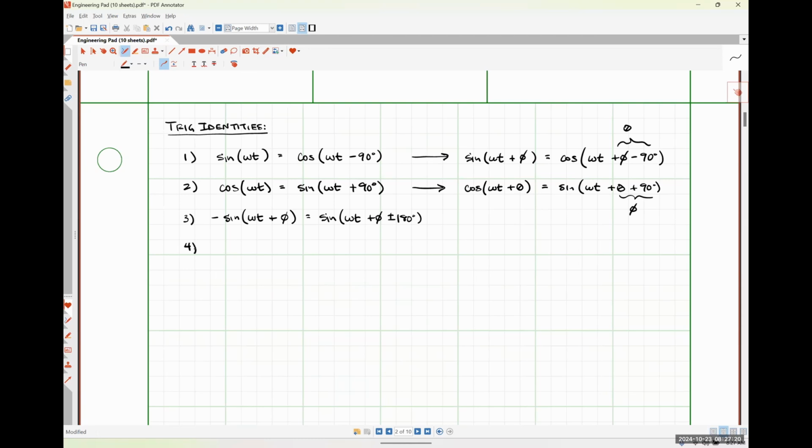Our fourth trig identity is then effectively this exact same thing, but for a cosine function. So if we ever have negative cosine omega t plus theta, we can get rid of that negative sign, just like we did for the sine function, by simply having cosine of positive omega t plus theta plus or minus 180 degrees. Let me make that 180 look like I didn't start writing 90 by accident.